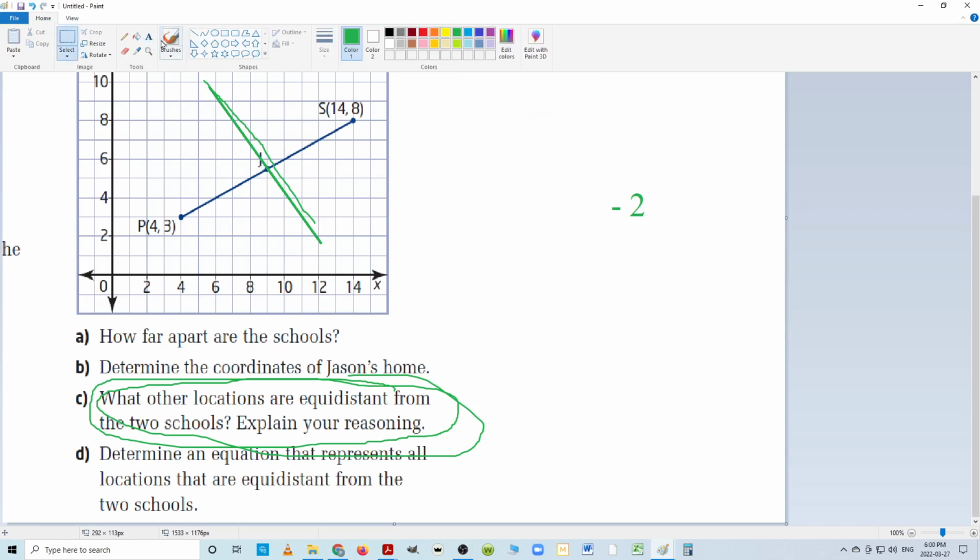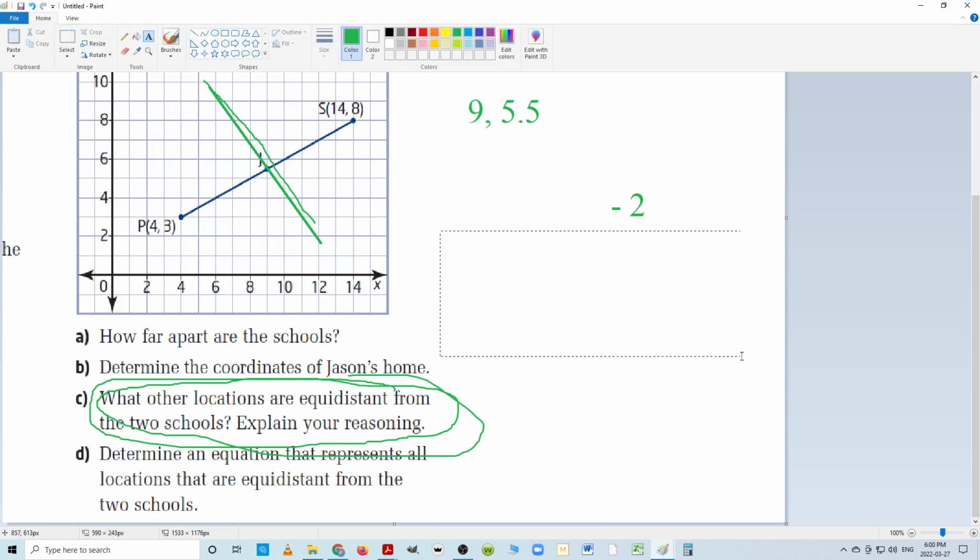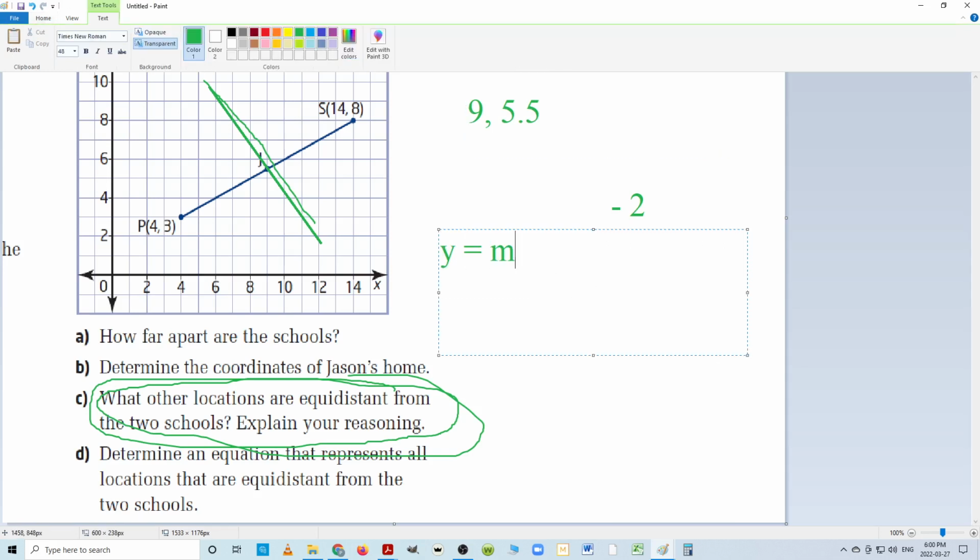Now, we also have Jason's home point, and that's the only point I can use. Jason's home, where he's located, is at this point. So now I have to put this into the formula, y equals mx plus b, to figure out the formula for the green line. Fortunately, I have a point. 5.5 is equal to negative 2 times x, which was 9, plus b. So I got negative 18.